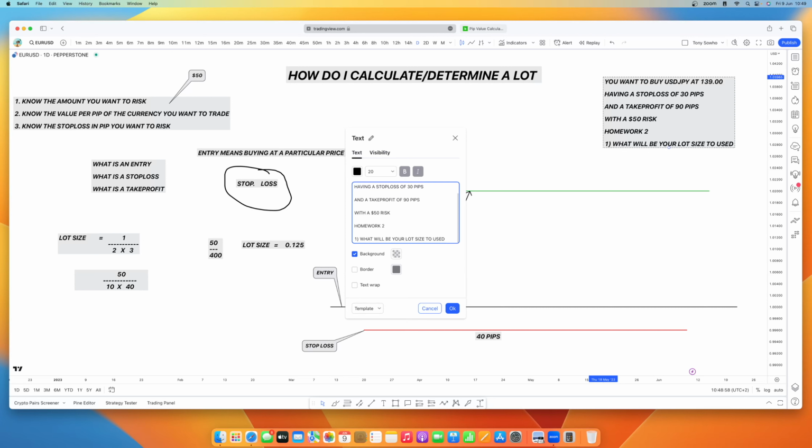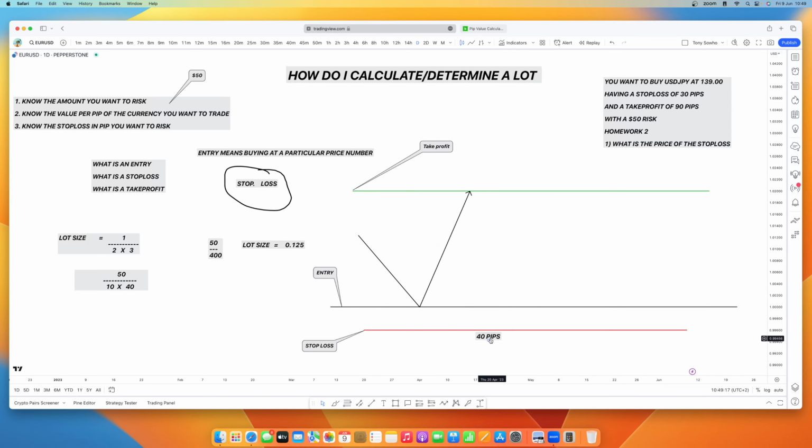Or let me say, what is the price of the stop loss? Just like the example I gave you here, I said 40 pips. So 40 pips was at what price? 0.9960. That's what I want you to do also. If the price of USD is 139, having a 30 pip stop loss, what is going to be the price of that stop loss at 30 pips below? And then your take profit of 90, what is going to be the price?